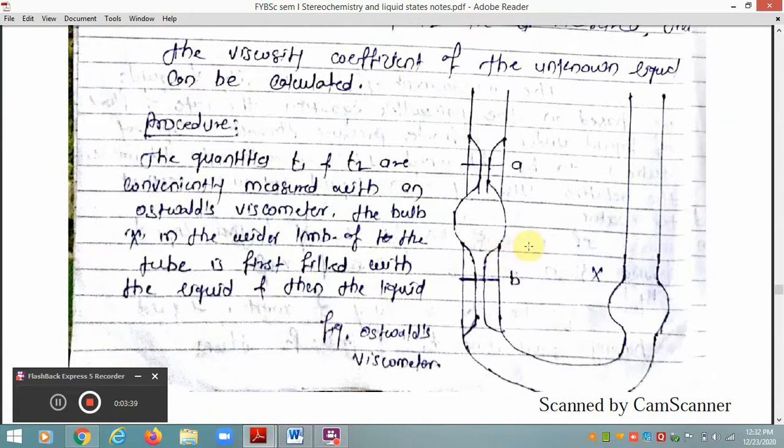This is the figure that indicates the Ostwald viscometer. This is one arm, this is the other arm, and there is one bulb, and this bulb has a capillary, and there are two marks, mark A and mark B. We are going to record the flow time of the liquid from mark A to mark B, and the quantities T1 and T2 are conveniently measured with the help of the Ostwald viscometer.